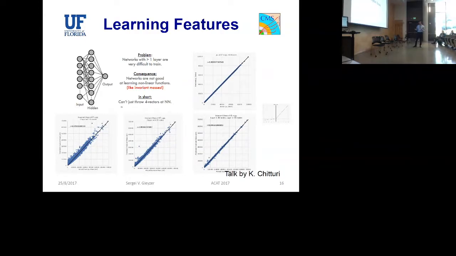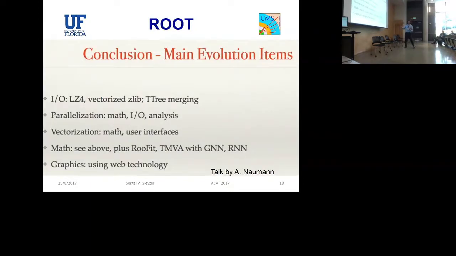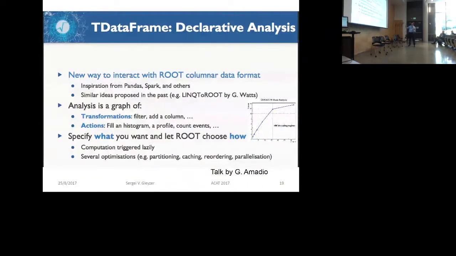On the analysis tools, I'll just move over to this side. There's some news from ROOT, right? On different things like parallelization, vectorization, math, I/O, graphics, moving to the browser. You can see a talk by Axel. And also something which was mentioned quite a few times in this talk, there's this new idea of TDataFrame, talked about by Enric Amadio, which is basically just a different way of interacting with the data, with less code, and also easy to parallelize, and it shows some example speedups: for 16 cores, you get about 12 times speedup, which is pretty good.